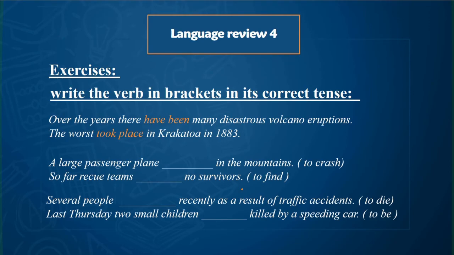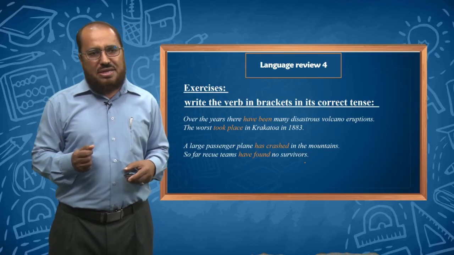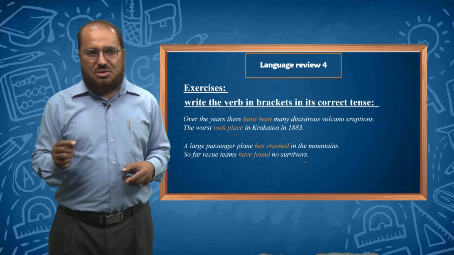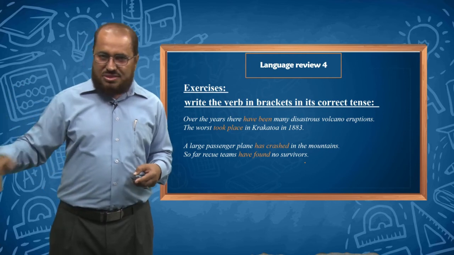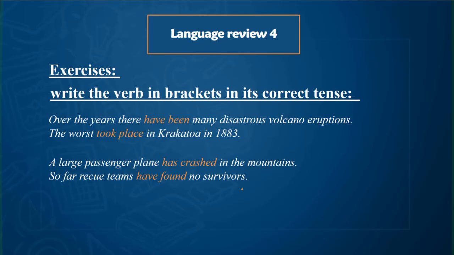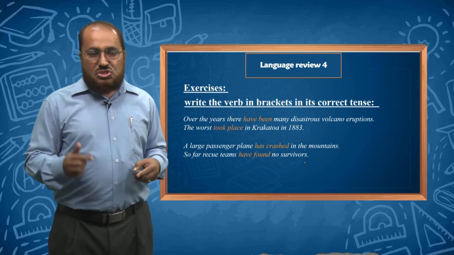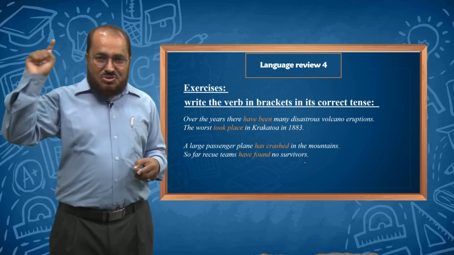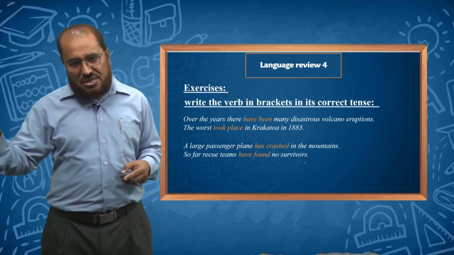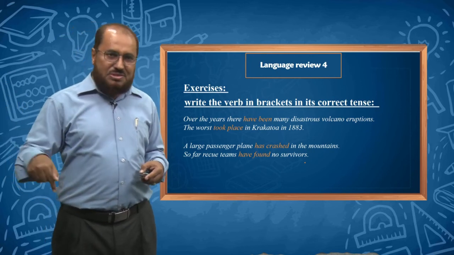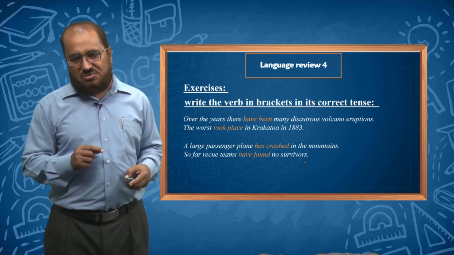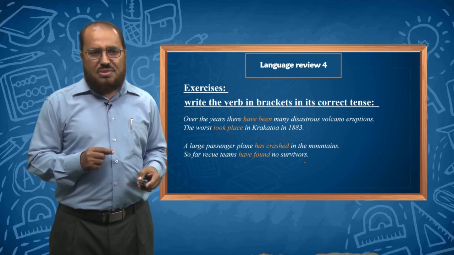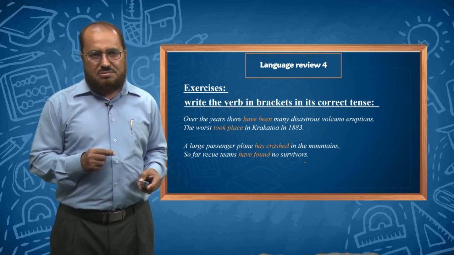Let's check. A large passenger plane has crashed in the mountains. Why is it present perfect here? Because something happened recently. Okay? A large passenger plane has crashed, that's present perfect, in the mountains. So far here tells us that from the crash the plane crashed up to now. Okay, that's present perfect too. So far, rescue teams have found no survivors.